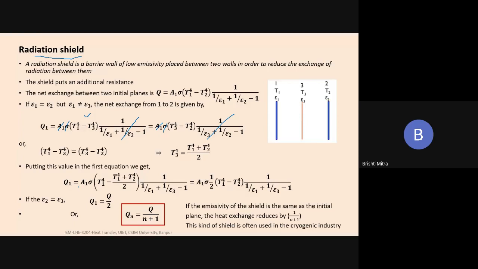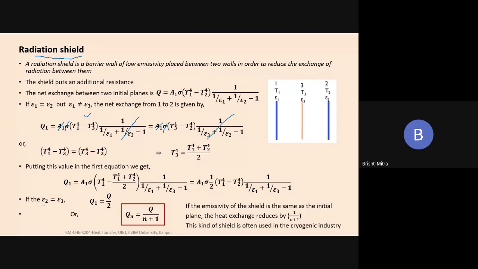That Q1 is equal to A1 sigma (T1 to the power 4 minus T3 to the power 4), where T3 to the power 4 is written as T1 to the power 4 plus T2 to the power 4, divided by 2. And this is divided by 1 plus epsilon 1 plus 1 plus epsilon 3 minus 1. Now if I take a common denominator of 2, this becomes 2 times T1 to the power 4 minus T1 to the power 4 minus T2 to the power 4, divided by 2, plus 1 plus epsilon 1 plus 1 plus epsilon 3 minus 1.